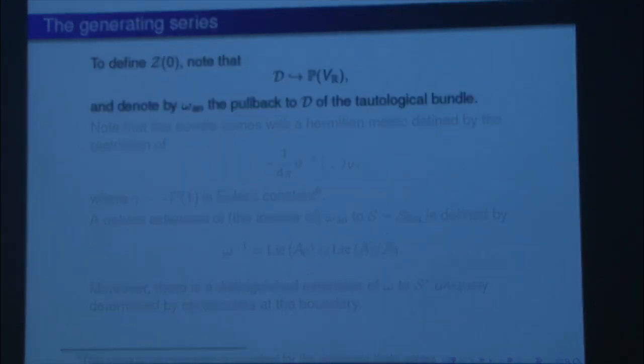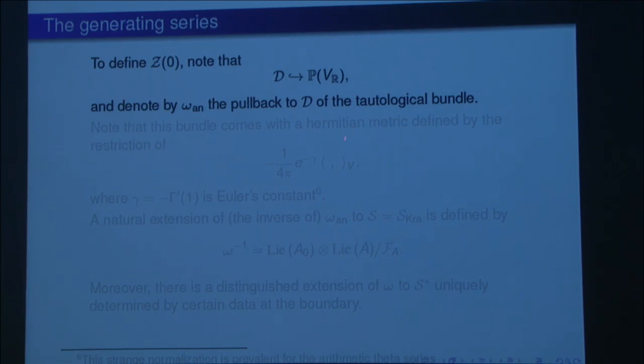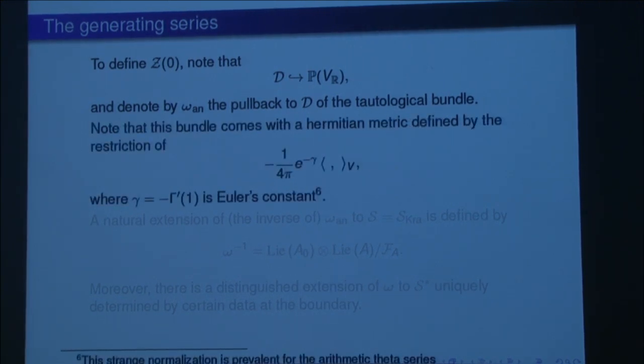Okay, so now what about Z0? So this arithmetic Chow group can be viewed as metrized line bundles, which we saw already in Xiao's talk this morning. And so I'm going to construct Z0 by telling you what the line bundle is. So remember, D is the space of negative lines in VR, so it's an open subset of the projective space. And I can pull back the tautological bundle here, and I get a perfectly nice bundle on D, which is equivariant for all group actions, et cetera, et cetera. Therefore, it descends to the Shimura variety.